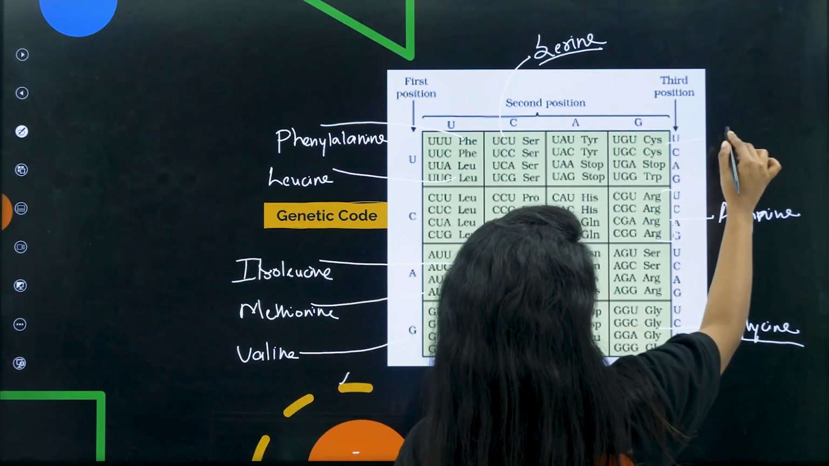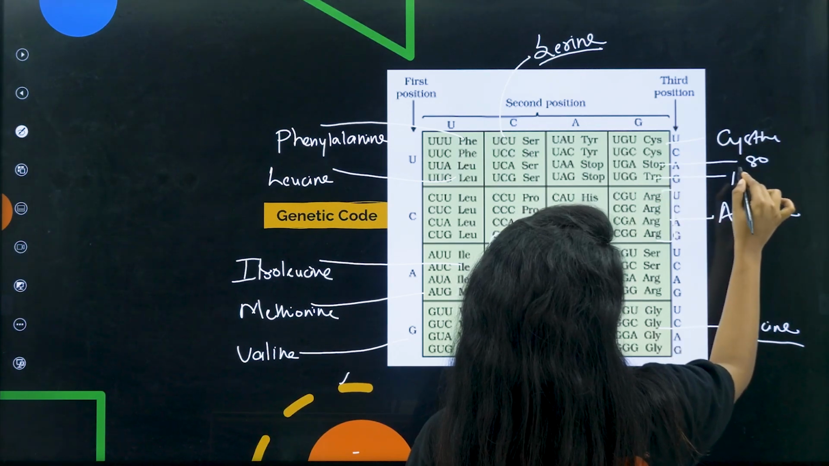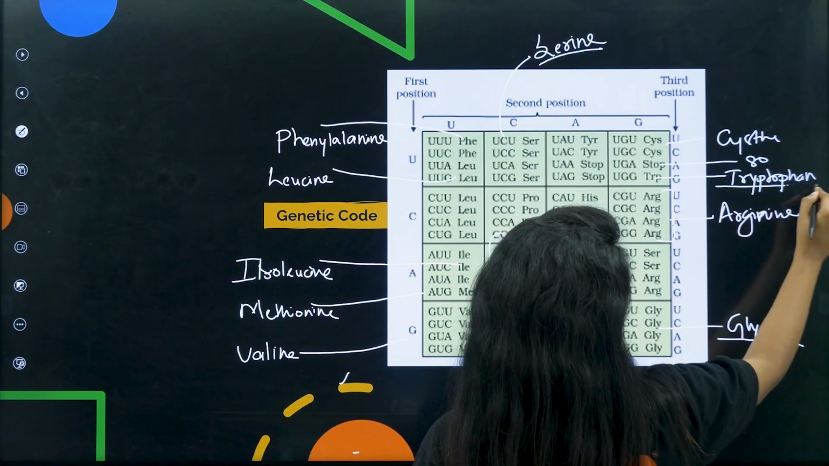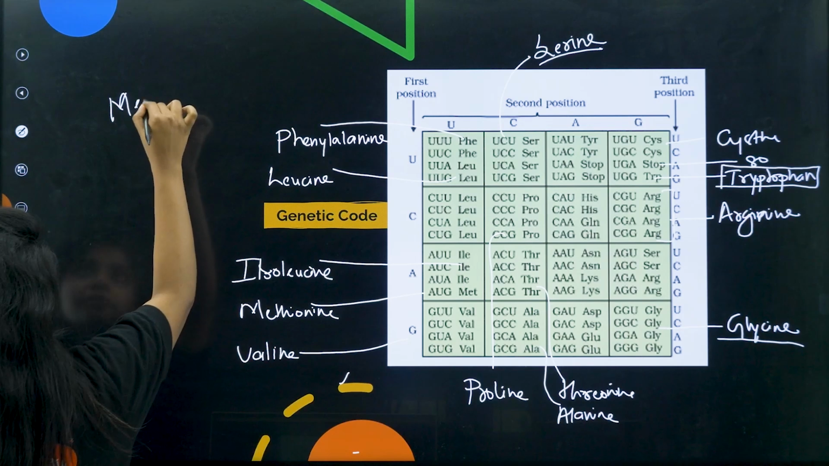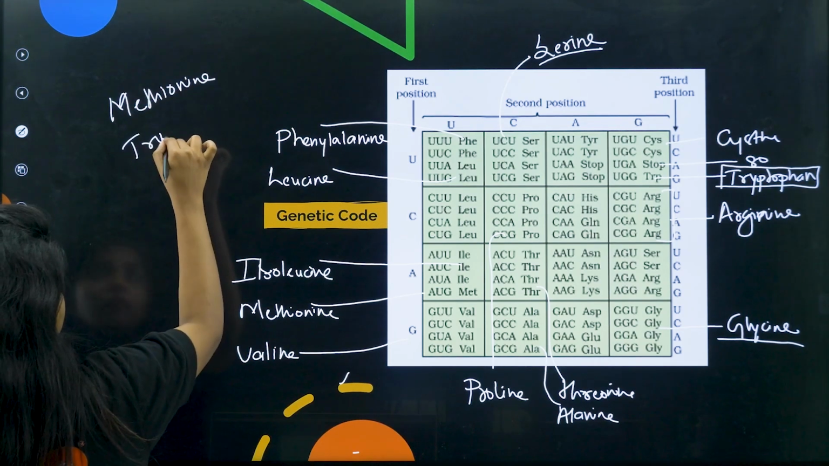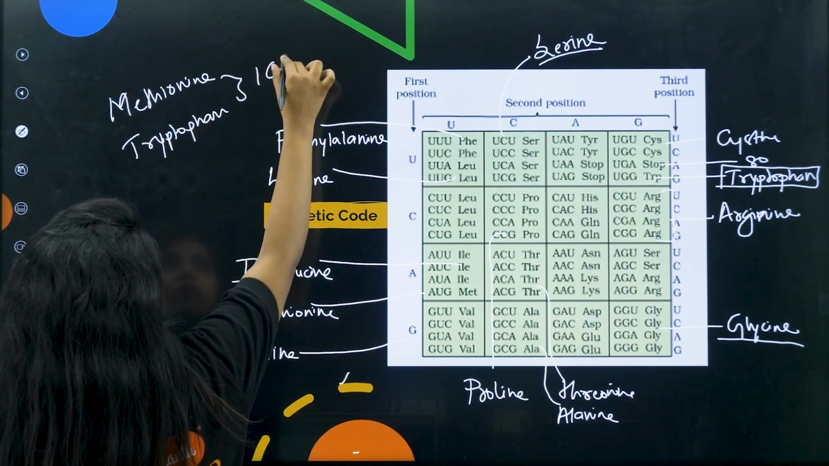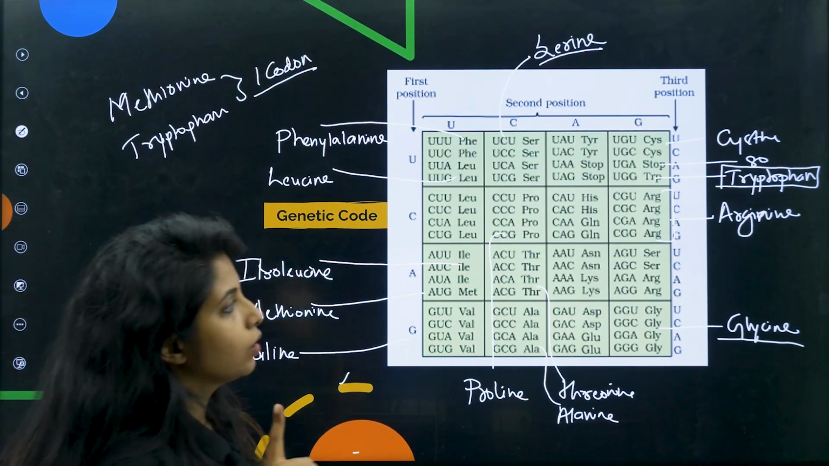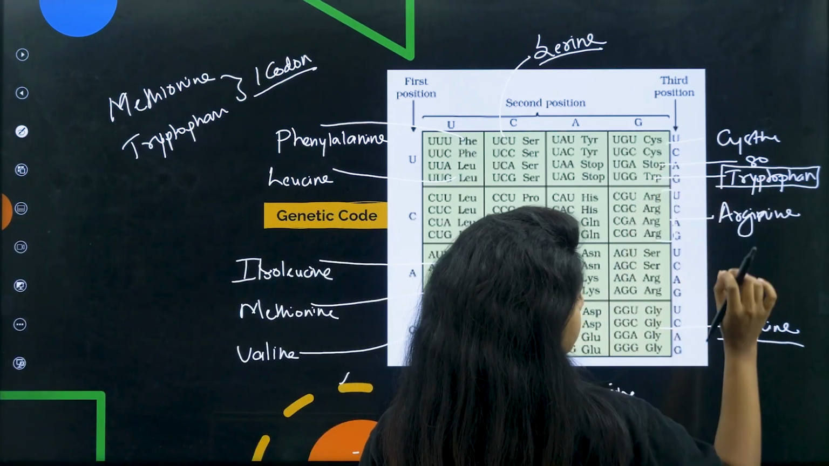And over here you have cysteine. There is one stop codon. There is one for tryptophan. So tryptophan is also like methionine, it also has just one codon. So I am writing it over here. Methionine and tryptophan has just one codon, children. Okay, they have just one codon. So cysteine, stop, tryptophan, then arginine full, then glycine full.